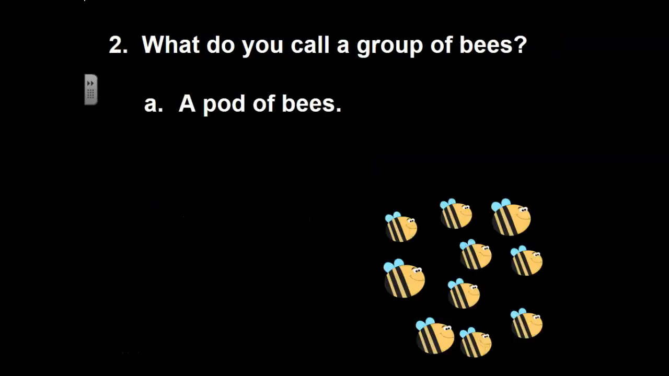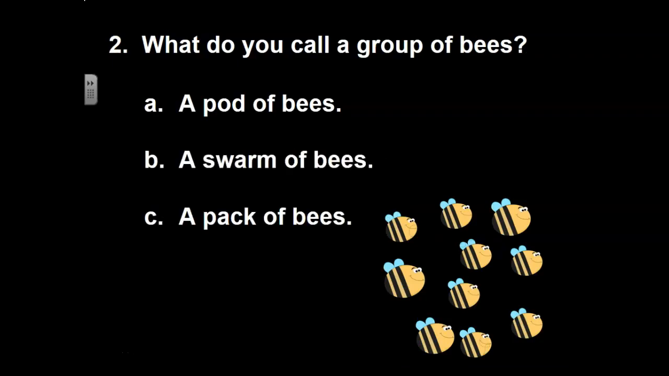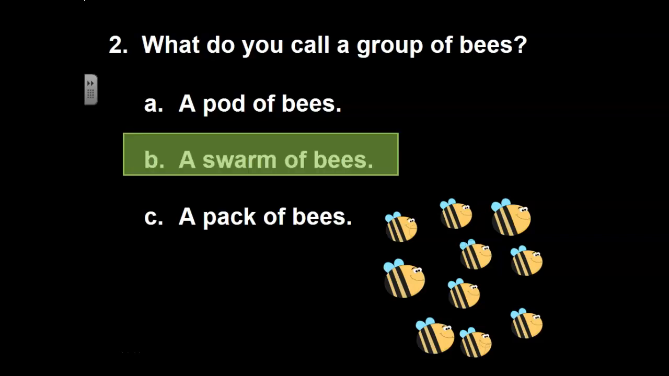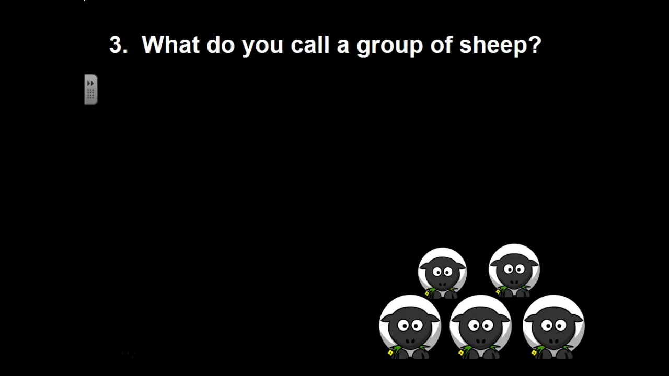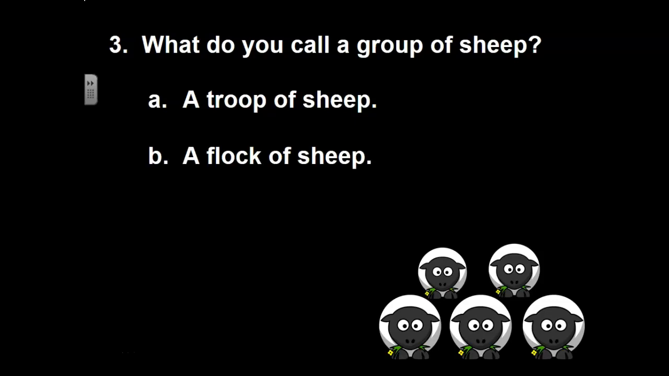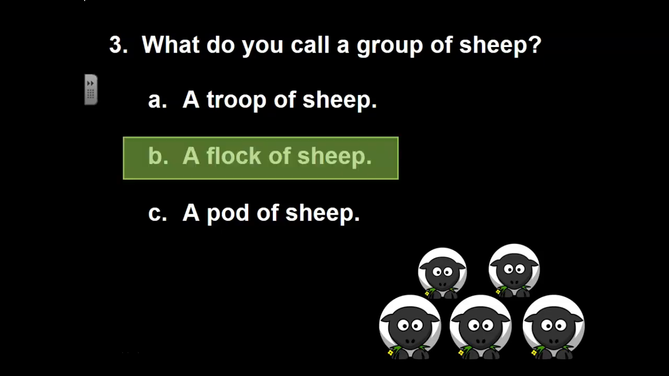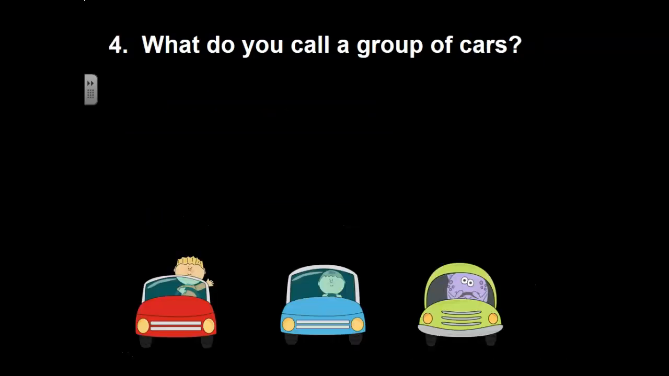What do you call a group of bees? Is it a pod, a swarm, or a pack? It should be B, a swarm. Swarm is the collective noun. What do you call a group of sheep? Is it troop, flock, or pod? All right, the collective noun is flock, a flock of sheep.